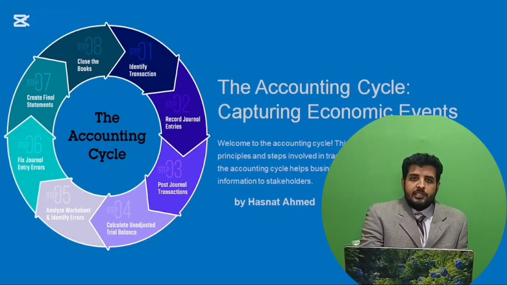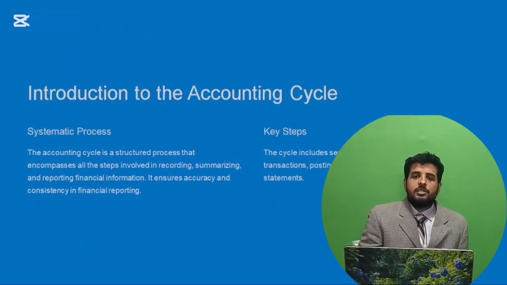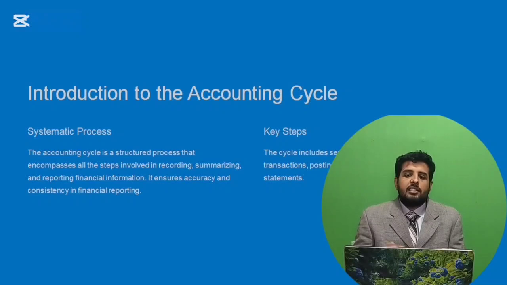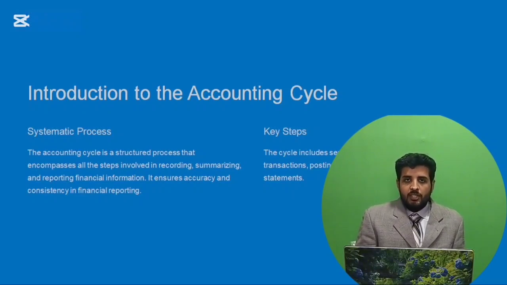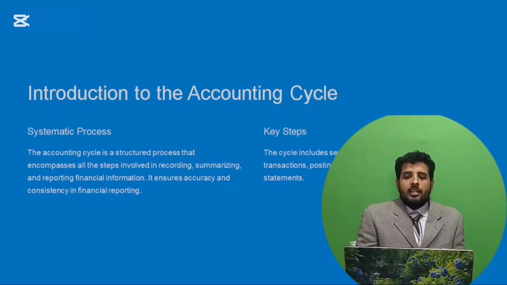So it includes multiple steps. The first is analyzing transactions, recording all the financial transactions in chronological order in a general journal. Then the second step involves posting to ledgers. It transfers all the entries that were recorded in a journal and moves them to specific accounts.